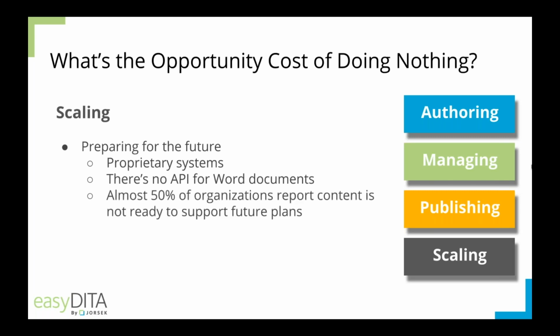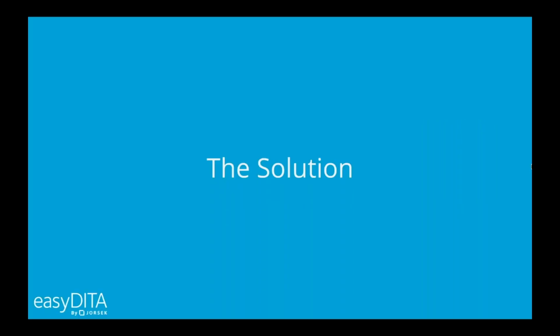There's actually a 2018 survey from DCL, or DC Labs, that said, when surveyed, almost 50% of organizations reported that their content is not ready to support future plans. Now, I read that, and that was startling, and then I read it again, and it was even more startling because I realized they were not saying that it's not ready to support the future unknown. These were future plans. These were things that these organizations intended to do, and their content was not ready for that. So that's not even to speak of the unknown of the future, the things we don't see coming down the pike yet.